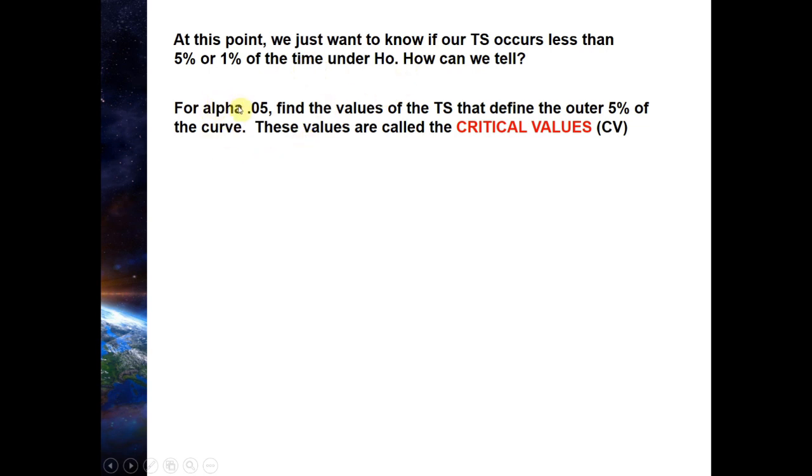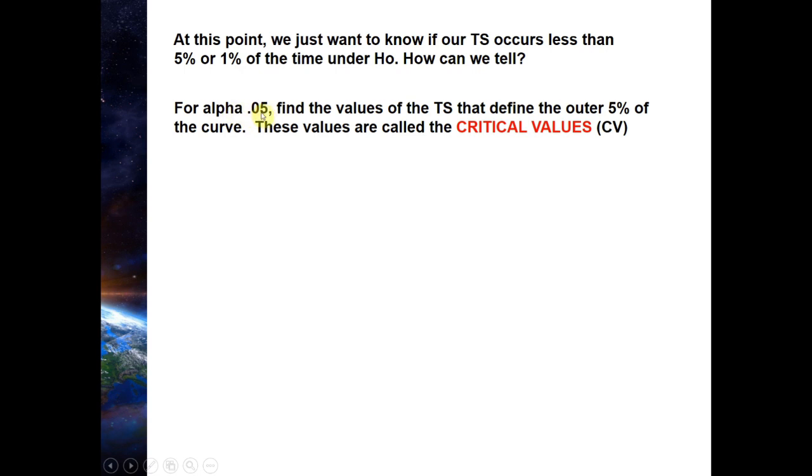Remember alpha? I said that alpha was really important because not only does it tell us the probability of a type 1 error if we reject H0, but alpha is also going to help us find cutoff values. It's going to help us establish criteria for rejecting H0. So if we decide that we are going to use alpha 0.05, that means the risk of a type 1 error has got to be less than 5%.